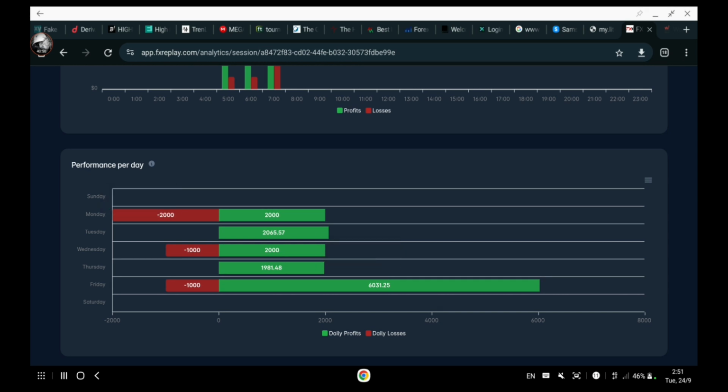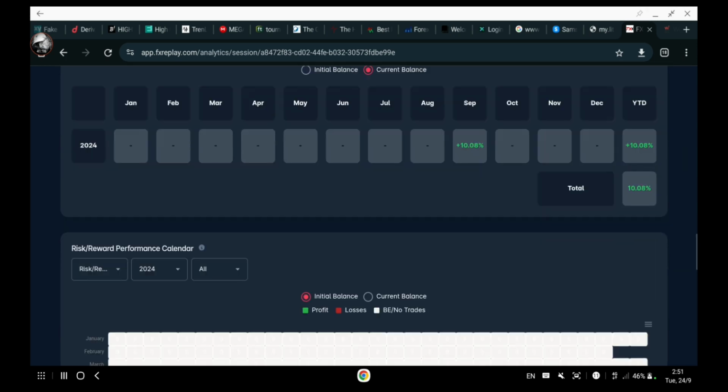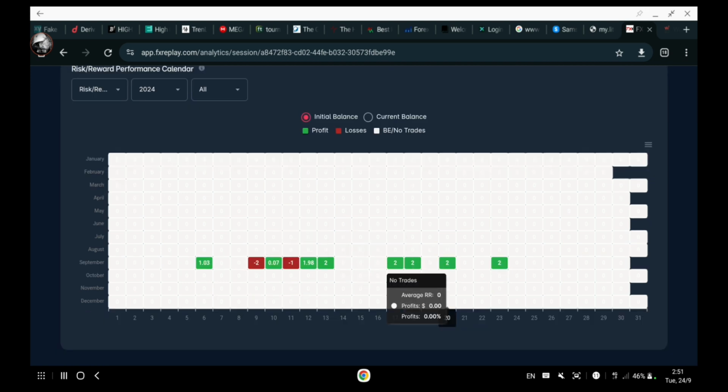And here you can clearly see the worst day and the best day. The best day for this strategy is Friday, followed by, which day is this? Tuesday, then Thursday, then Wednesday, and lastly Monday. I understand people who do not trade on Monday, but you'd still miss out on great opportunities if you don't trade on Monday. You can clearly see the P&L.